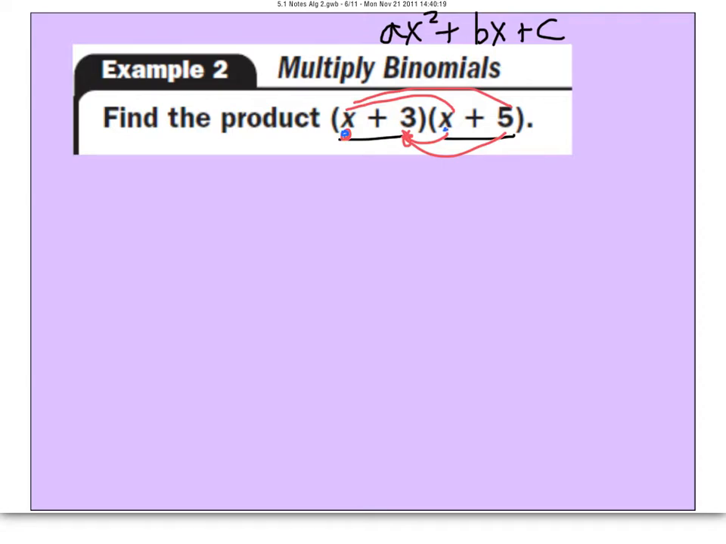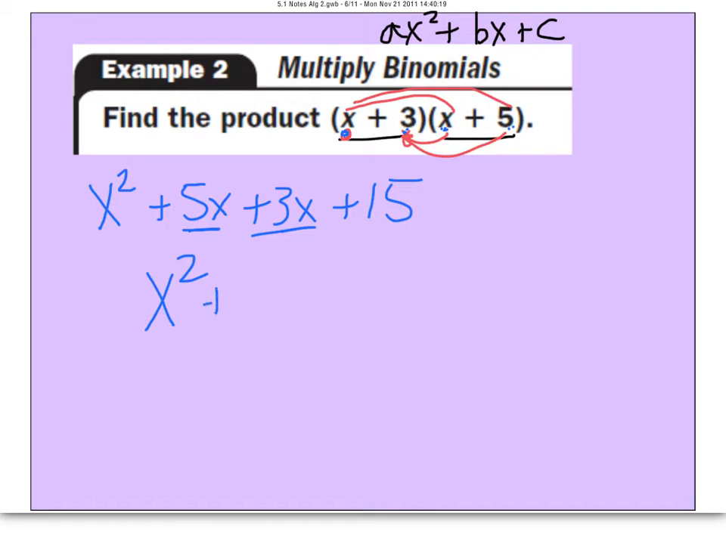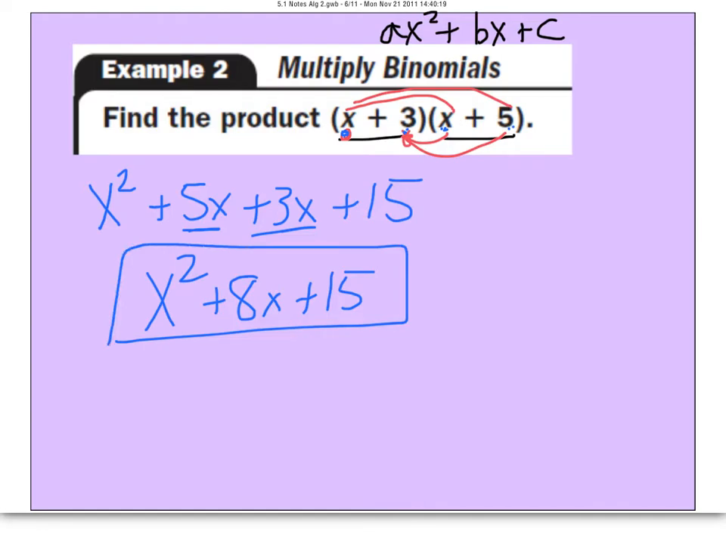X times x is x squared. X times a positive 5 is plus 5x. 3 times x is plus 3x. Positive 3 times a positive 5 is plus 15. In standard format, x squared comes first. We have two like terms, so 5 and 3 is 8x plus 15. That is our answer. If you're going to type this into Schoology, by the way, you are going to have to use the caret key, so you would type x caret 2 plus 8x plus 15, and you would not use any spaces for that.